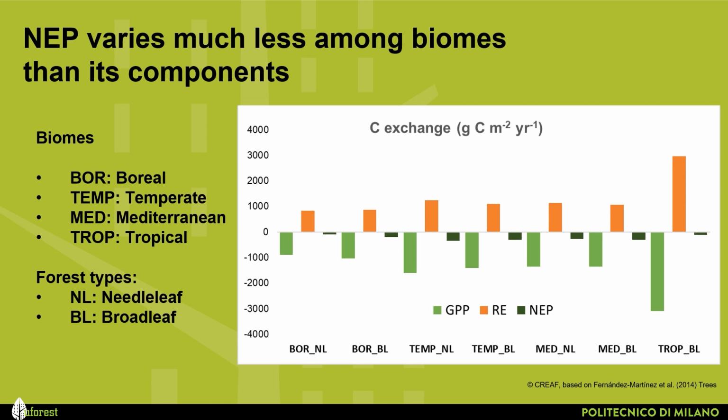All these methods show us that ecosystem net production varies much less among biomes across the world than its components, that are gross primary production and respiration. Indeed, tropical forests show the highest gross primary production and respiration rates, followed by those of temperate, Mediterranean, and boreal forests. However, temperate, Mediterranean, and boreal forests exhibit similar net ecosystem production to tropical forests, despite the higher gross primary production of this last, which is compensated by higher respiration rates.